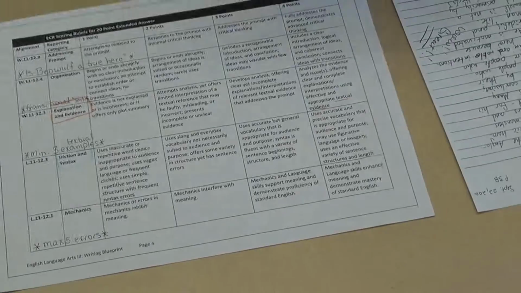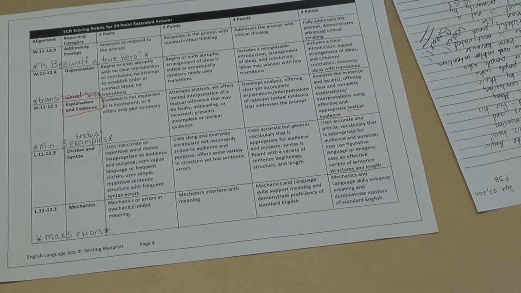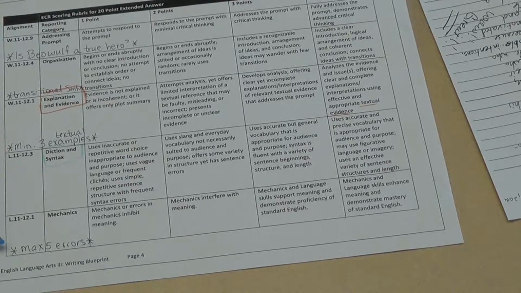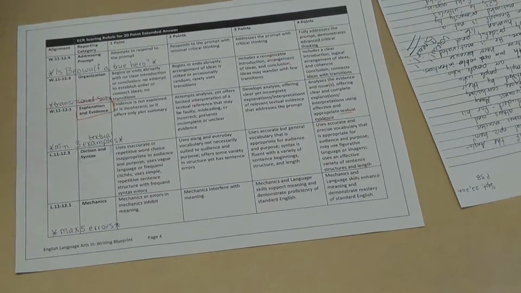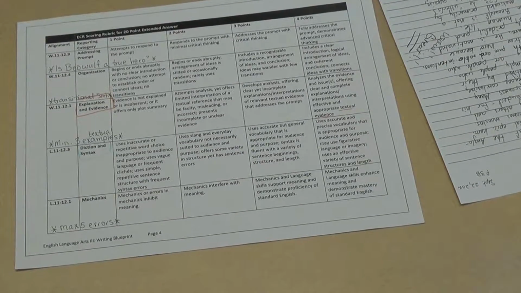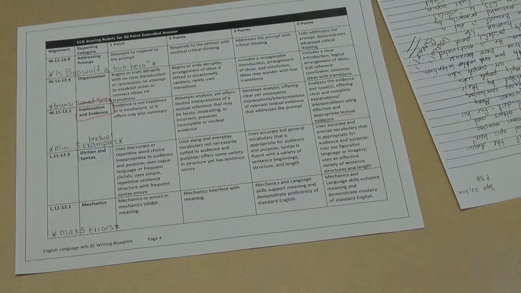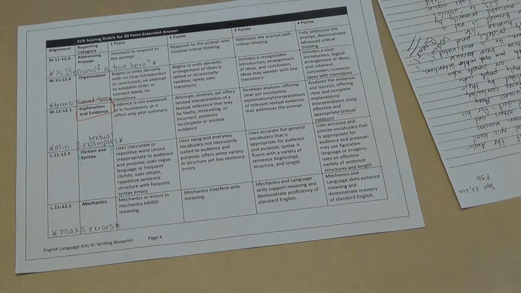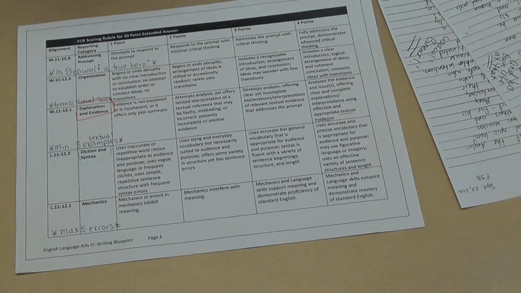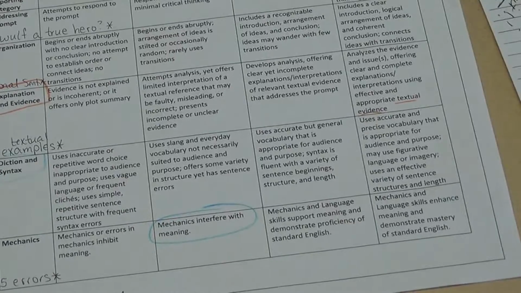The last point on this rubric is going to be mechanics. I have here an asterisk that there should be a maximum of 5 errors, no more than that. When you're writing an in-class essay, your reader understands that there may be grammatical errors or small errors. But whenever the errors interfere with the meaning is when you have a problem.